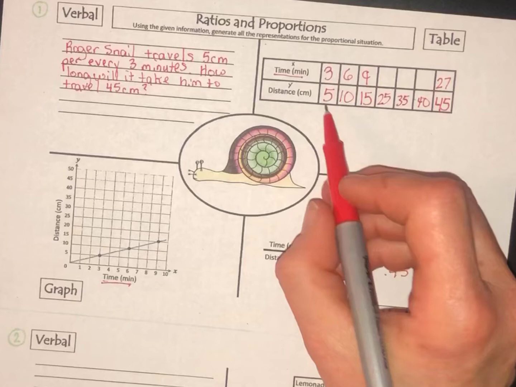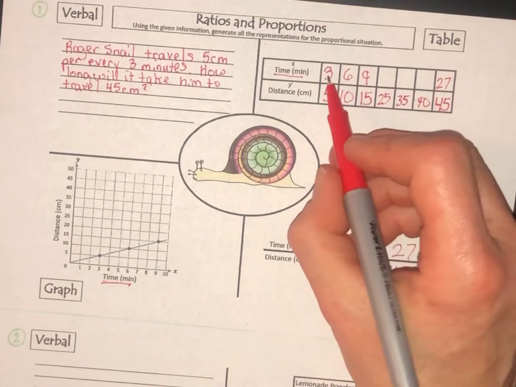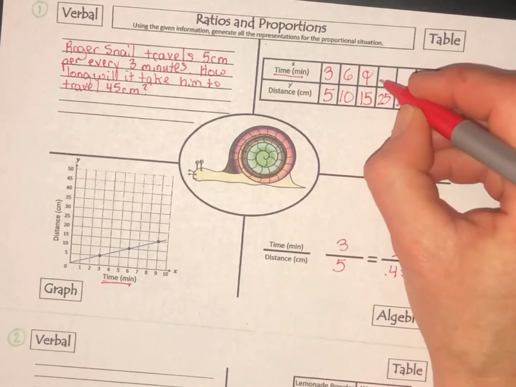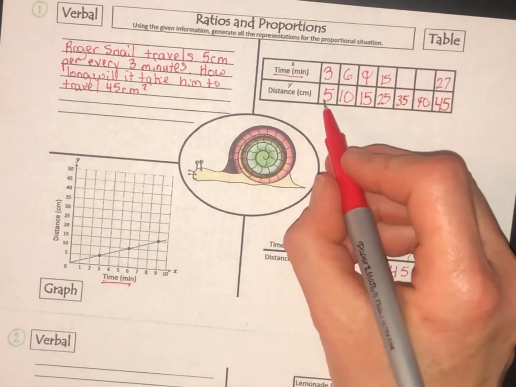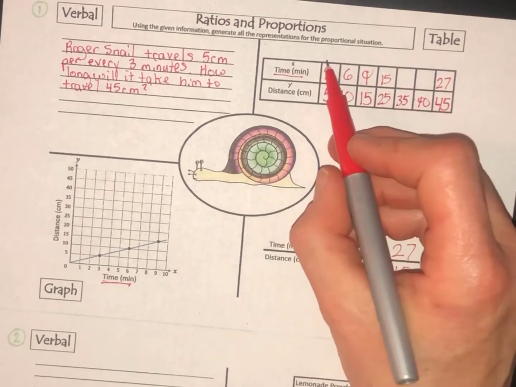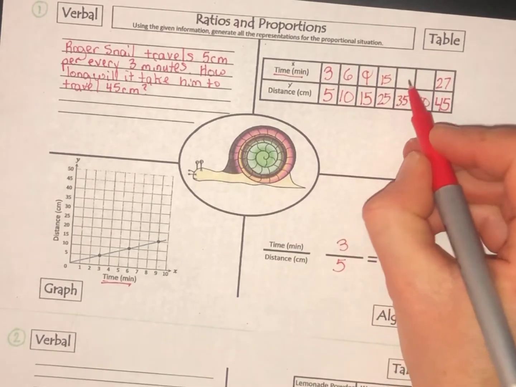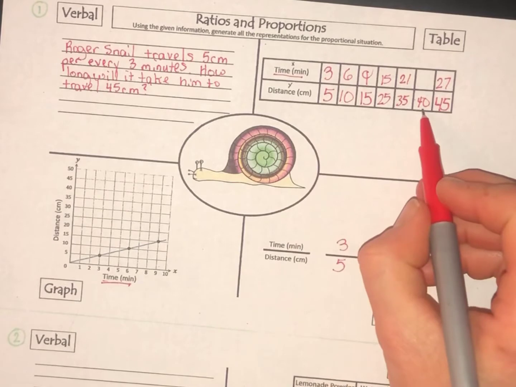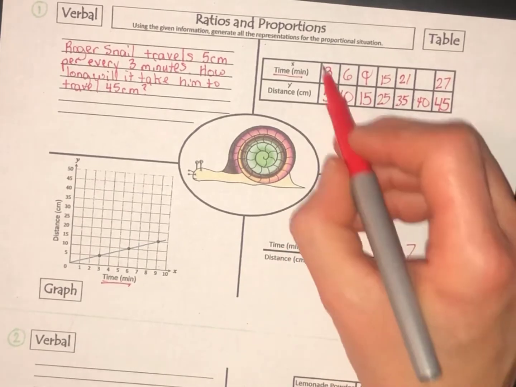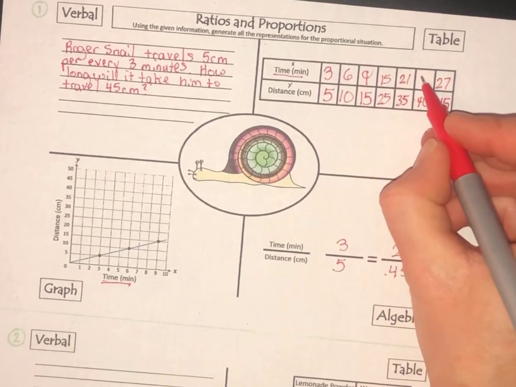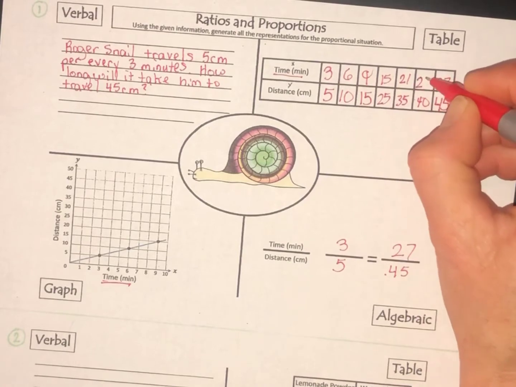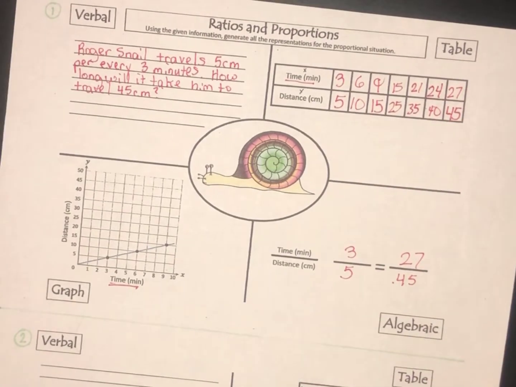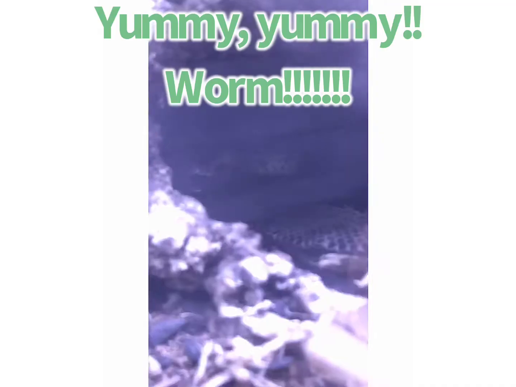Now let's go back and complete the chart. 5 times 5 is 25, 3 times 5 is 15. 5 times 7 is 35, so 3 times 7 would be 21. 40, so 5 times 8 is 40, 3 times 8 would be 24. Got it? Let me get you started on the bottom one, and I'll let you do the rest on your own.